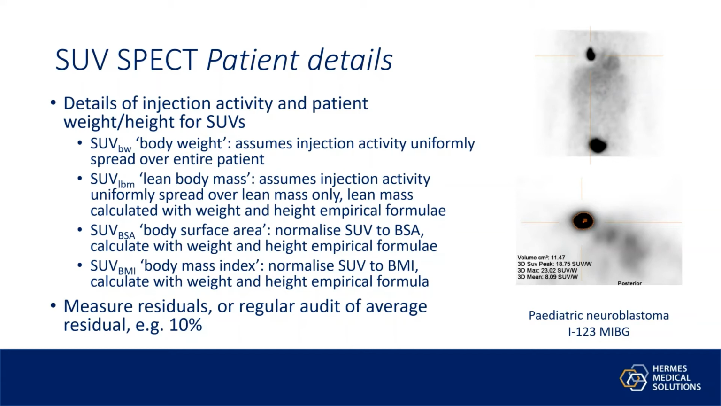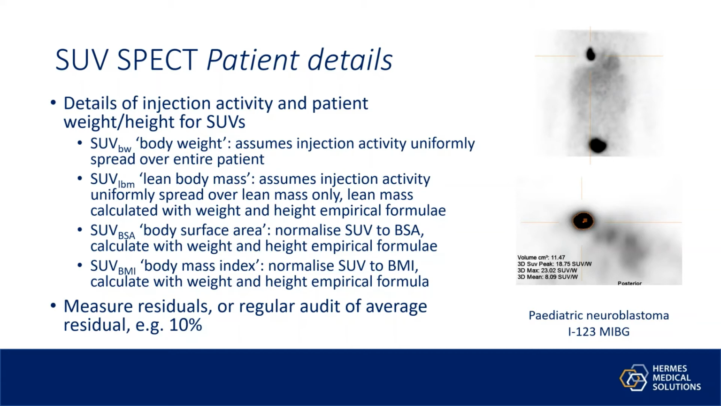To do the SUV body weight normalization, the SUV body weight is probably the most generally used in PET anyway. The underlying assumption is that the injection activity is uniformly distributed over the entire patient. Now, anyone who has looked at an FDG image will say that is not true. It's particularly not the case where you have a very large patient with lots of white fat. The white fat does not take up much FDG.